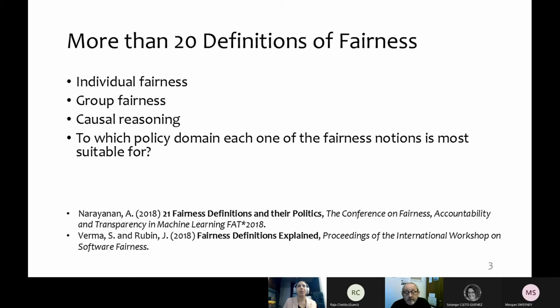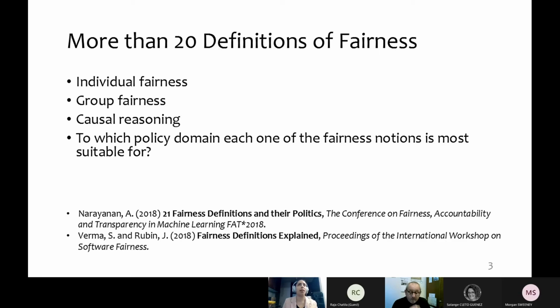What I want to argue in this paper is that due to the complexity of the legal and the policy domain that algorithms are deployed in, there is no hierarchy between the notions, but rather each one of the notions is suitable for a different policy domain. And there is no superiority between them. They are just suitable for different legal and policy domains. Each legal and policy domain needs a notion of fairness that is tailored to its unique characteristics.